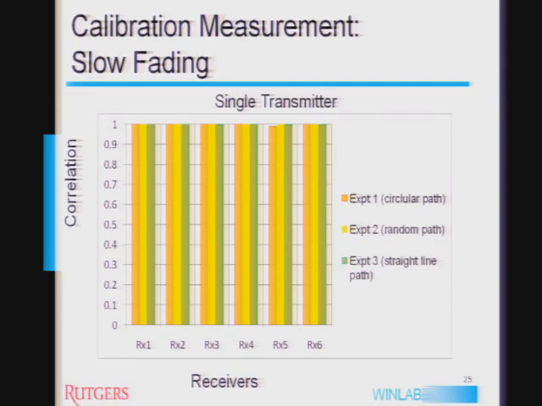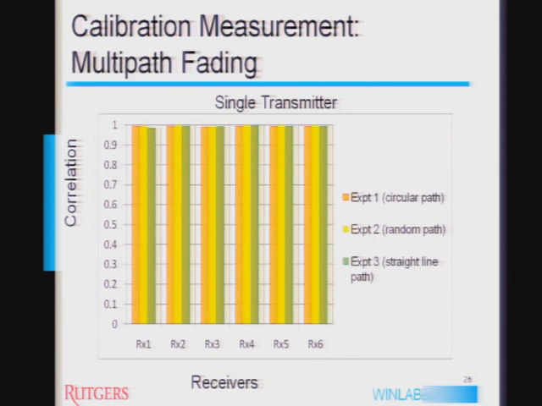And to see if the way I was moving has any effect, there were 3 paths that I took. The first one was circular, for which you've already seen the data. Then there was a random path, by which I mean a non-periodic path as we had in the first one, and a straight line path. If there are receivers facing the 4 corners, I was moving along the length of the room. And similar for multipath fading.